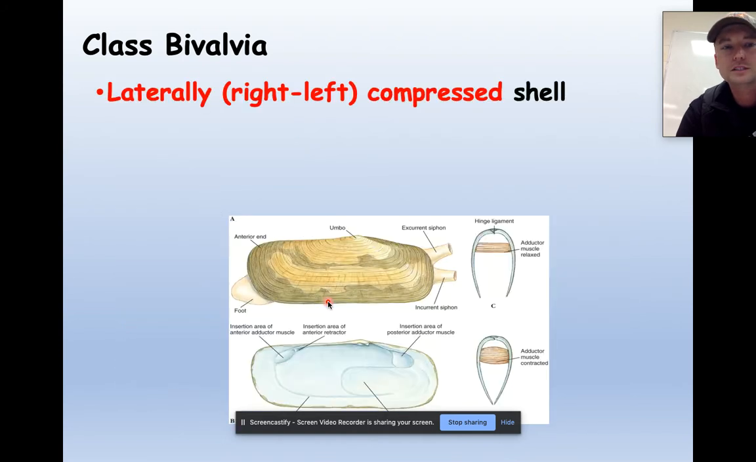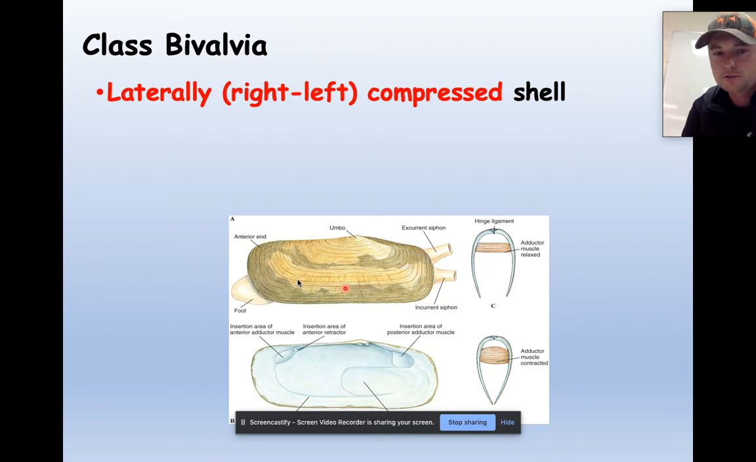Pretty neat. Laterally, these bivalves are compressed with the help of adductor muscles. As these contract, the shells close very, very tightly, and it's very difficult for organisms like starfish and other mollusks, like squid and octopus, to pry them open.